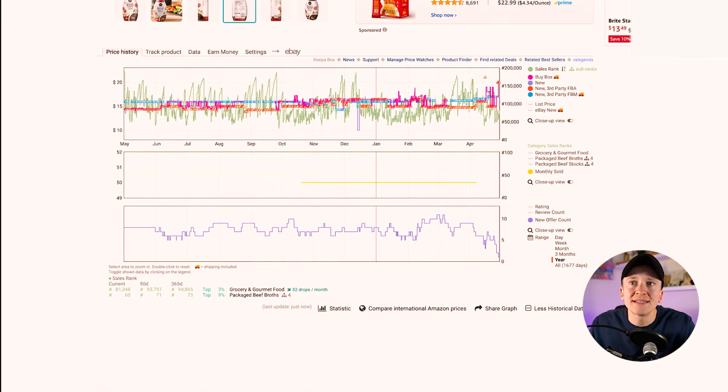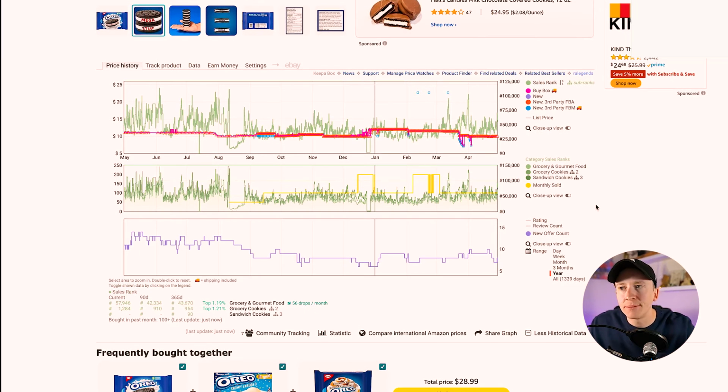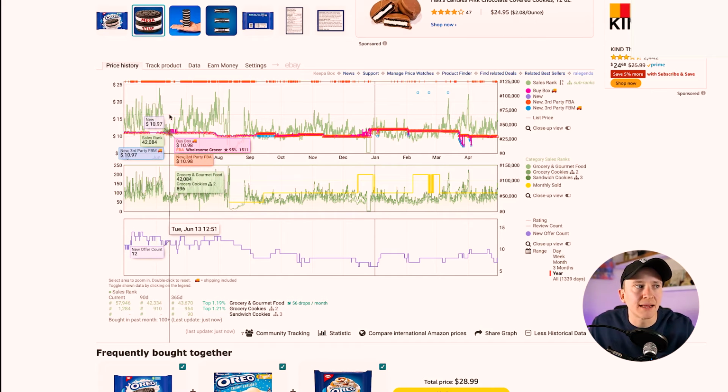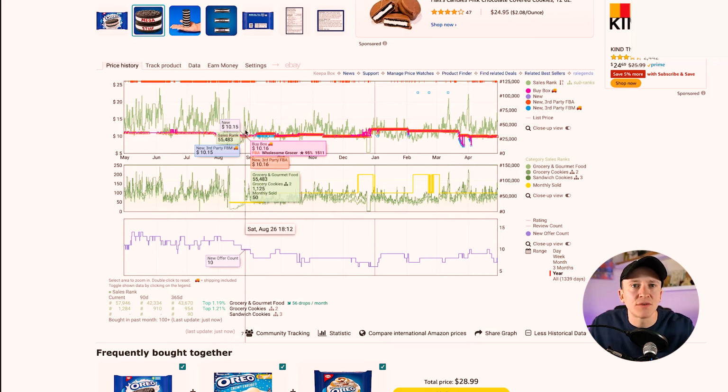All right, now in this next example, I just want to show this to you. This is a different product. This is Oreos, very popular product, obviously. We can see that the sales rank chart, that's the first thing we're looking at, this green line. The sales rank chart's going up and down a lot. So we know it's selling, that's fine, it checks out.